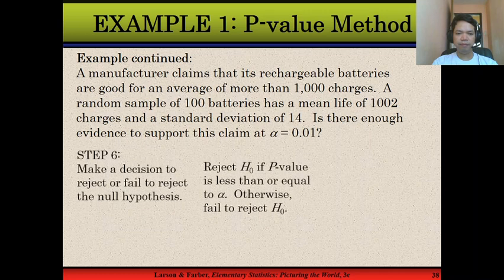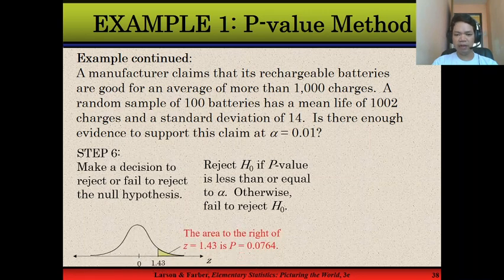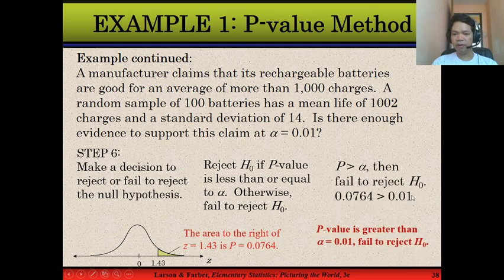Step 6, make a decision. So, ngayon, ihahambing na natin or i-compare na natin yung p-value sa significance level natin na alpha. Okay, ano ba ang p-value natin? Di ba ang p-value natin is 0.0764? Ang alpha natin ay 0.01. So, sino ang mas malaki? Yung p ay 0.07, ang alpha ay 0.01. So, 0.07 is greater than 0.01.